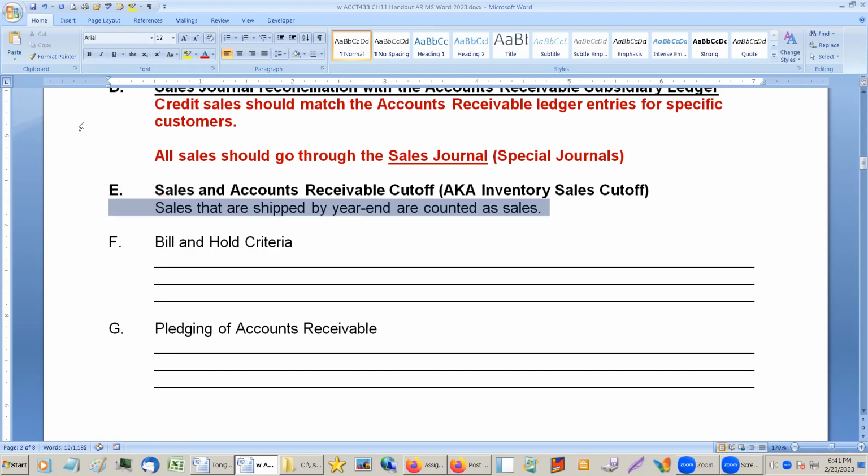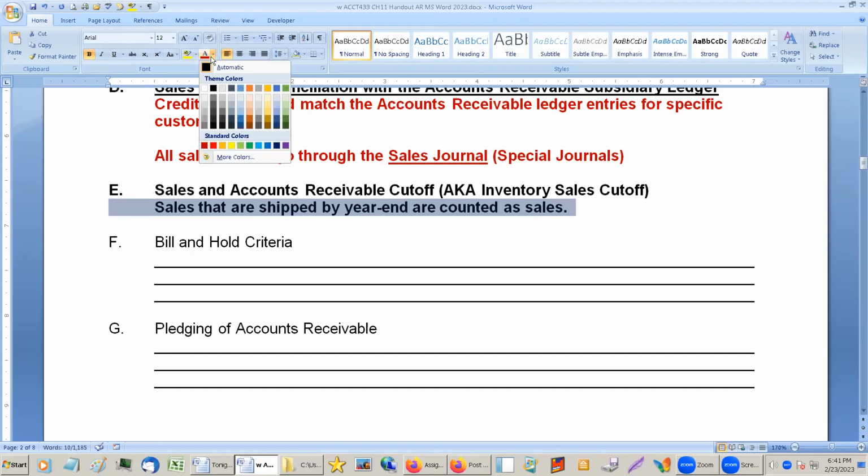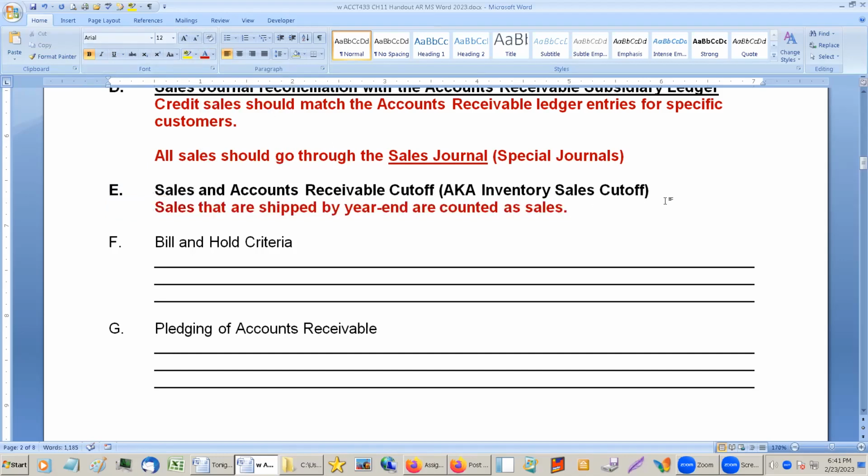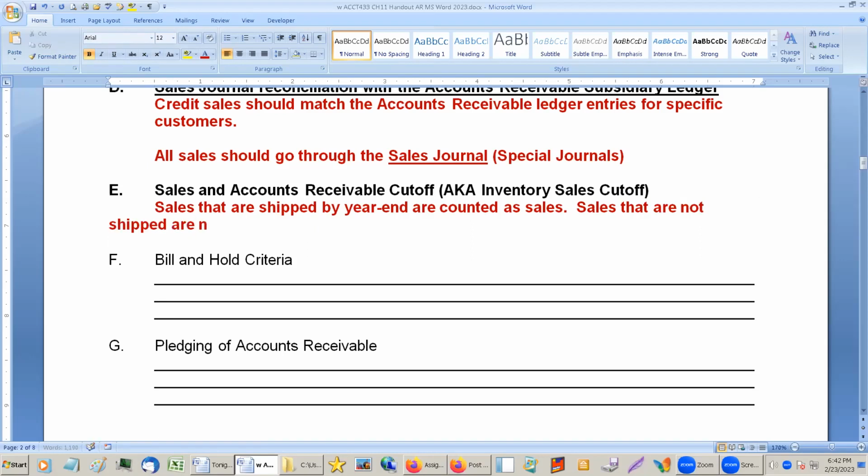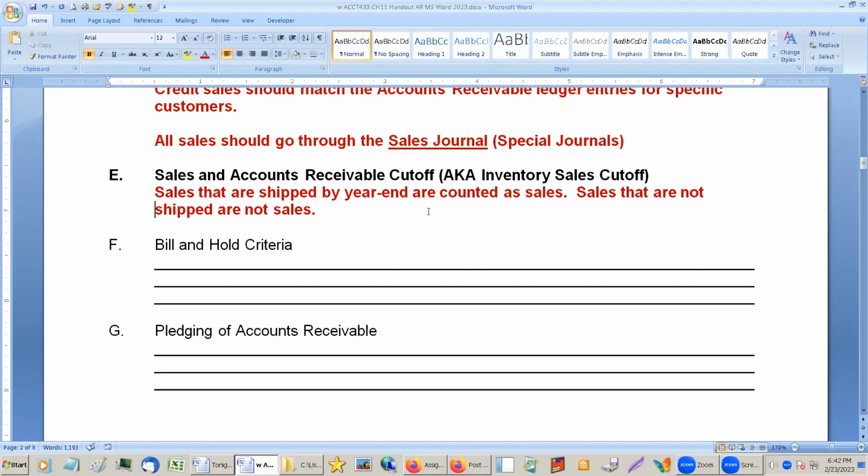Sales cutoff. Sales that are shipped by year end are counted as sales. If they are not shipped by year end, they are not. That's the general rule. We'll talk about an exception in a second here, but not shipped by year end.